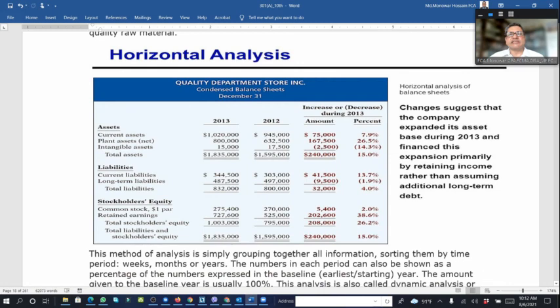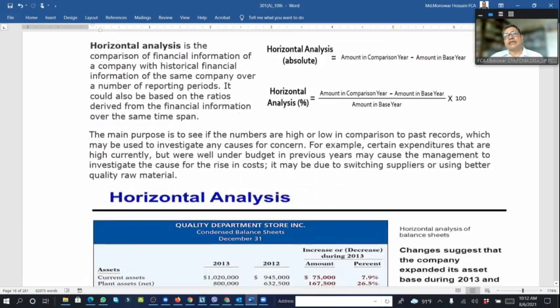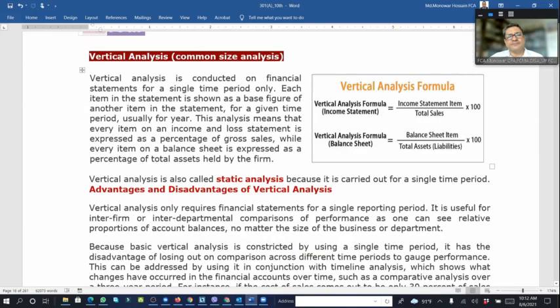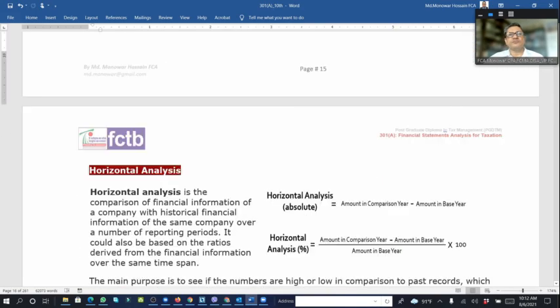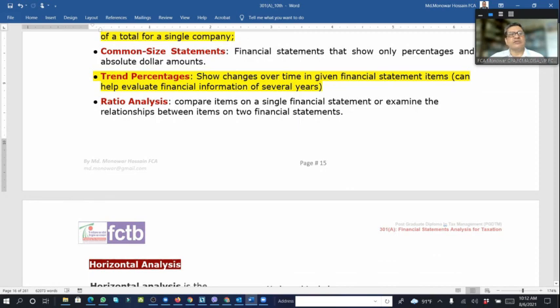So that type of analysis we can sometimes call common size statement. That common size statement is also our vertical analysis. And there is trend analysis, which shows the trend of where the company is going. Ratio analysis is another vital part.